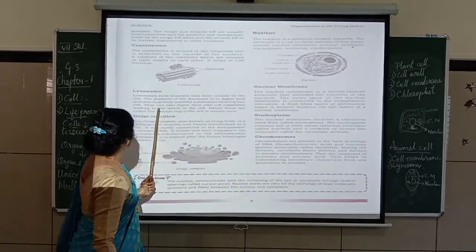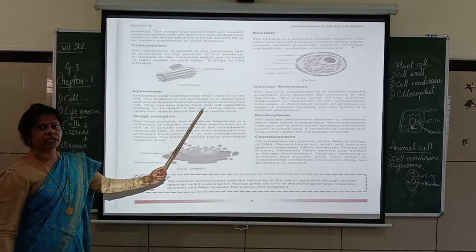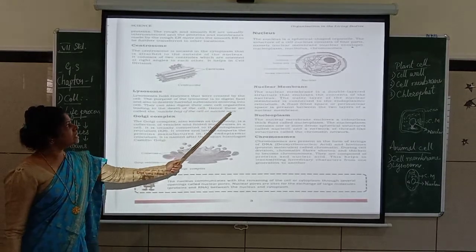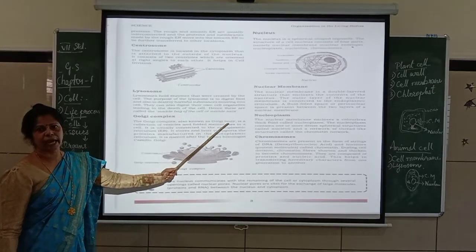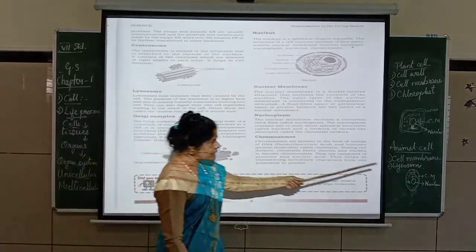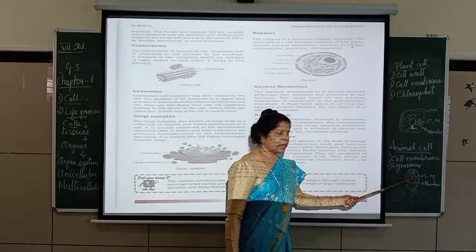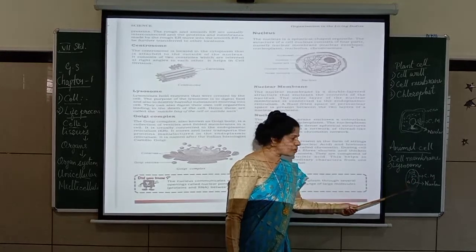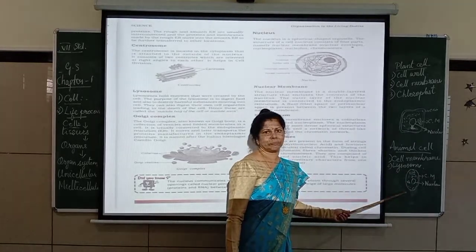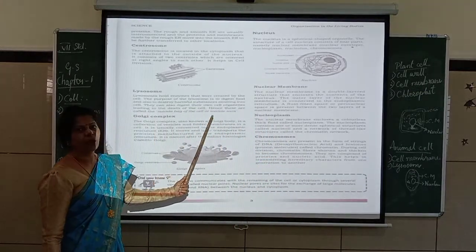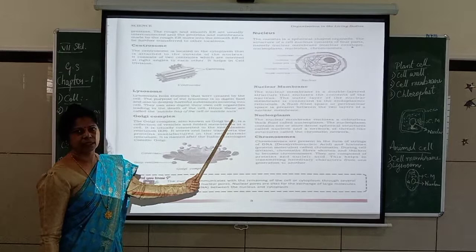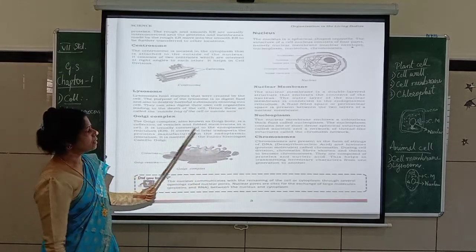So that is about the lysosome. Because it is going to destroy the whole cell, hence these are called the suicide bag of the cell or suicide sacs. Why? Being inside the cell itself, it is not only killing itself, it is also killing the whole cell. That is why it is called the suicide bag of the cell or suicide sacs. Did you understand?